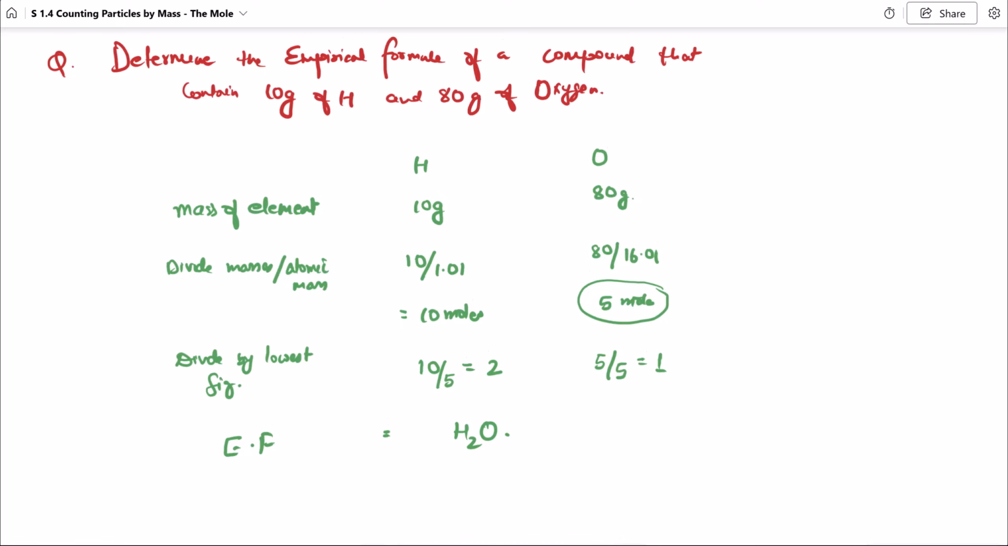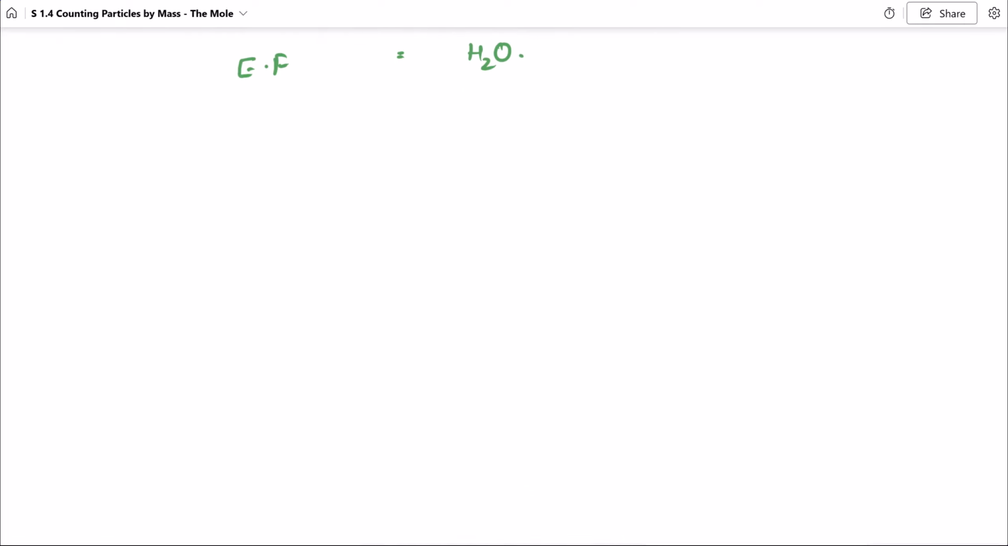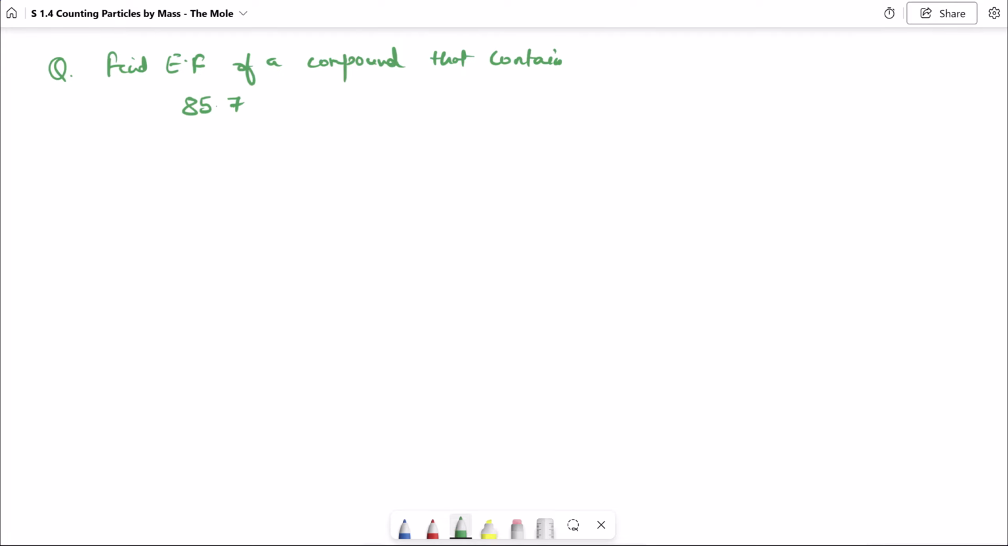Let's practice one more question. Question is, find the empirical formula of a compound that contains, let's say, 85.7% carbon and 14.3% hydrogen. So here also you have to solve it like that.